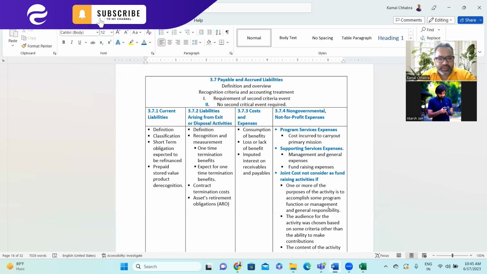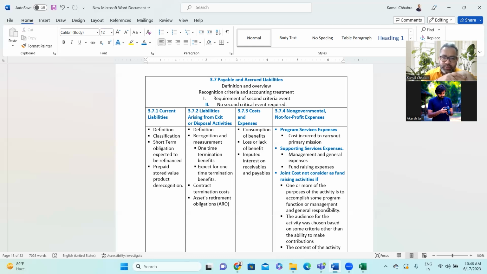And then we'll be discussing short-term obligations that are expected to be refinanced. A refinancing option is also there in certain liabilities. So we need to be very careful how to deal with those refinancing clauses, because that may result in a change in classification from current to non-current or non-current to current. So we'll be discussing what those clauses are.